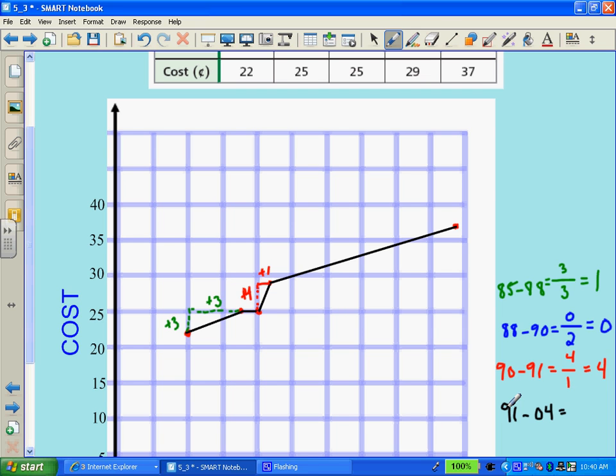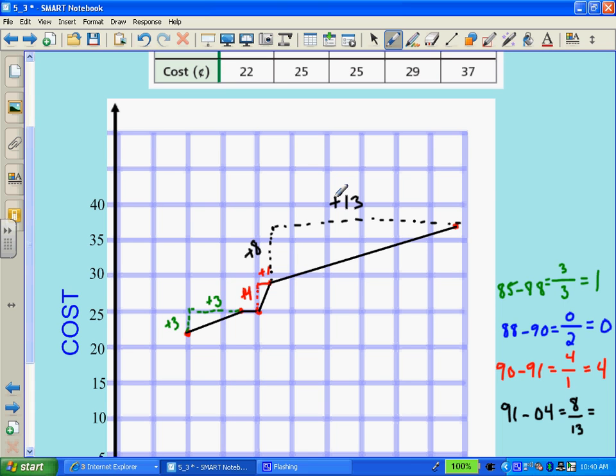And then finally, I'm going from 91 to 2004. So I go now from 29 up and over. So from 29 to 37, that's a change in 8. So my dependent variable changed 8. And then from 91 to 04, that's going to be 13 years. So 8/13 would be my rate of change for my last segment.